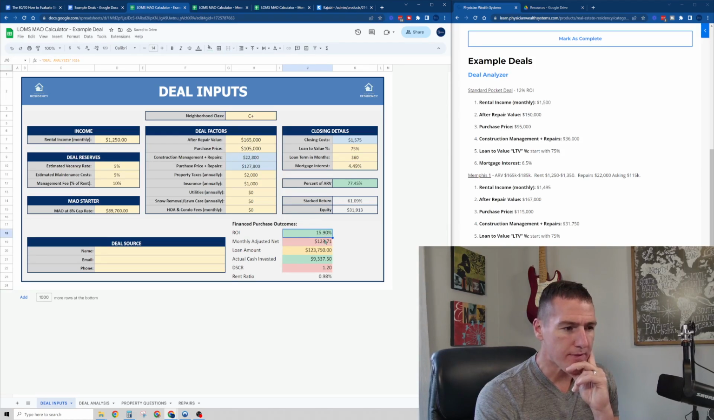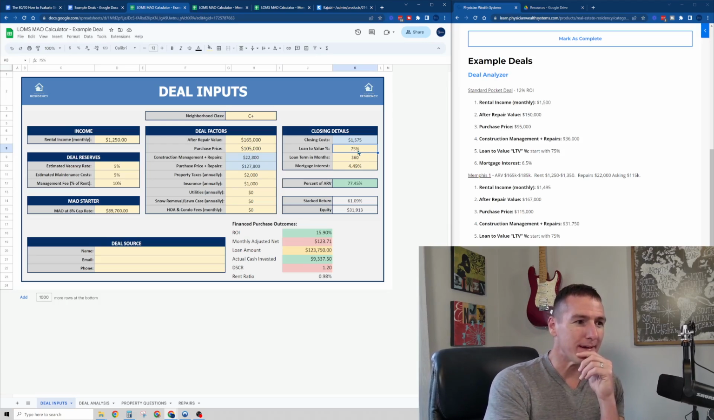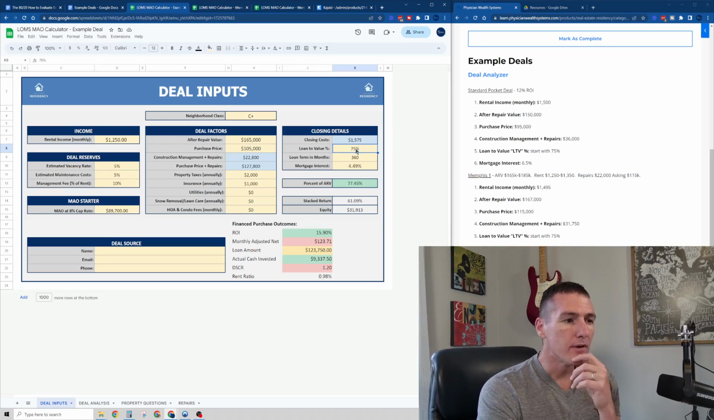Now that I've got green here, all I have to do now is adjust my interest rate here. So I'm not adjusting my interest rate, my loan to value. So on this one, I'm at 75%. I'm getting a big return, but I need to leave more money in the deal to get more money per month. So that means I have to have a lower number here.